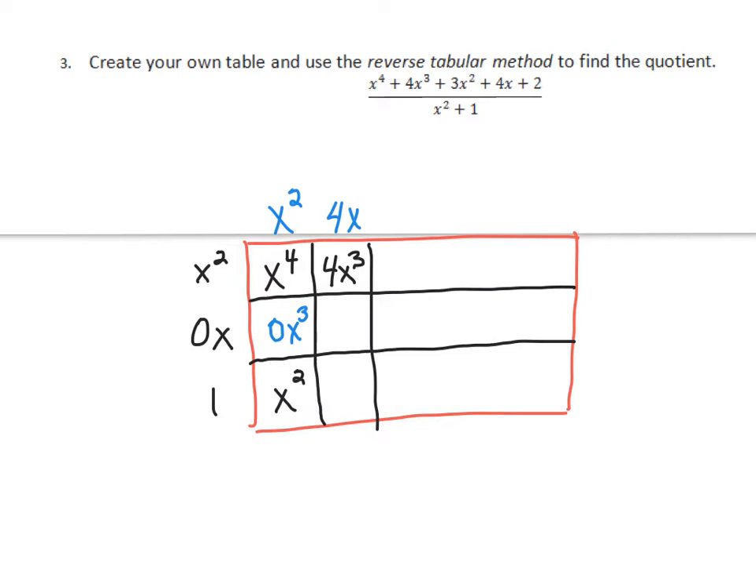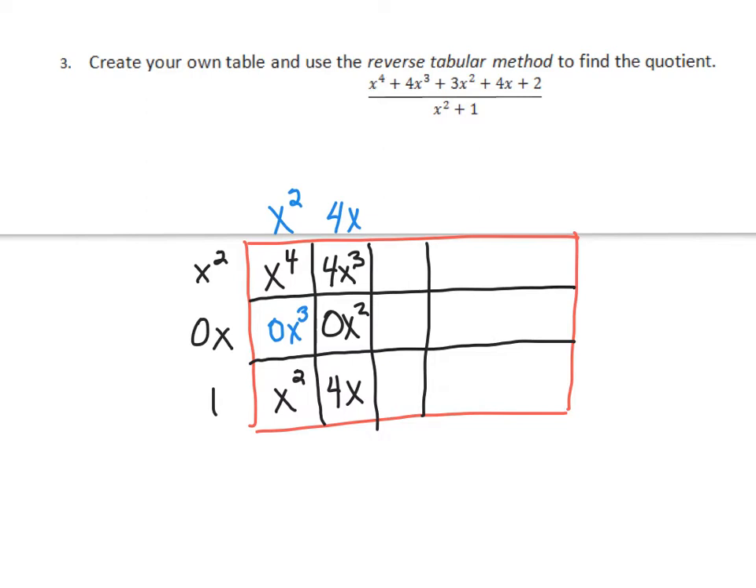Now go ahead and multiply. 4x times x squared is 4x cubed. 4x times 0x is going to be 0x squared. And then 4x times 1 is going to give me 4x. Now I look at the next diagonal, so make your next column. And again, it doesn't matter how wide you make your box, you can keep adding columns on.